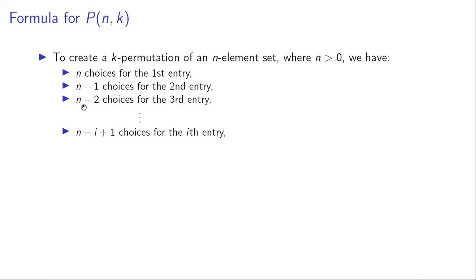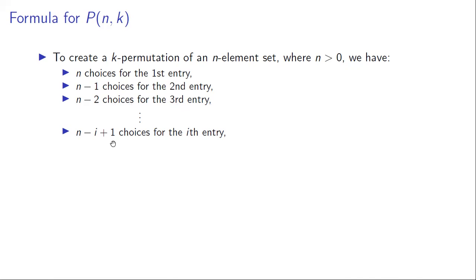Well, if you notice the pattern here, it's n-2 choices for the third entry. It's n-1 choices for the second entry. So the general pattern here is that it's n-i+1 choices for the ith entry. So this here we're talking about for the third entry, so that would be n-3+1, which is n-2 choices for the third entry.